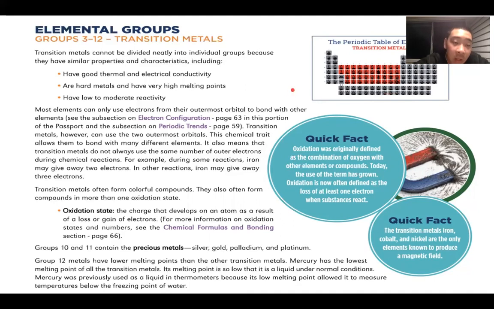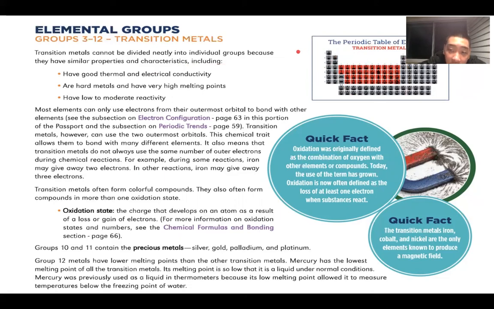Okay? So they usually have good ability to conduct heat and electricity. They are usually very hard metals and have high melting points. And they have low to moderate radioactivity, right? And that's very important to note because metals in this era, they are radioactive.